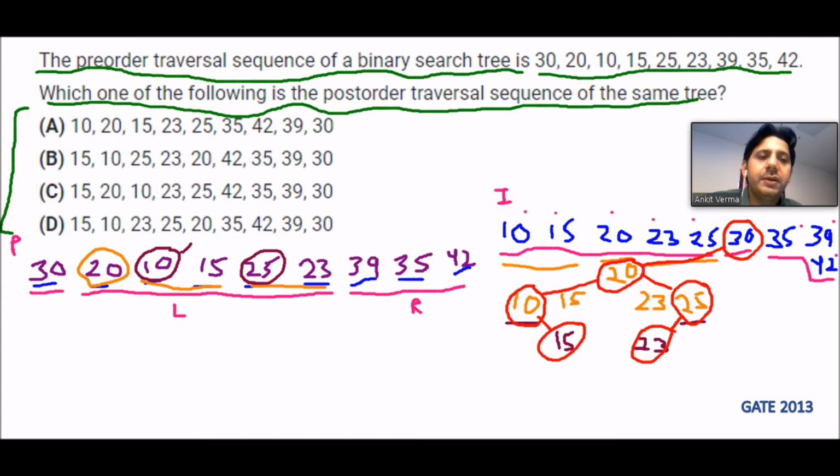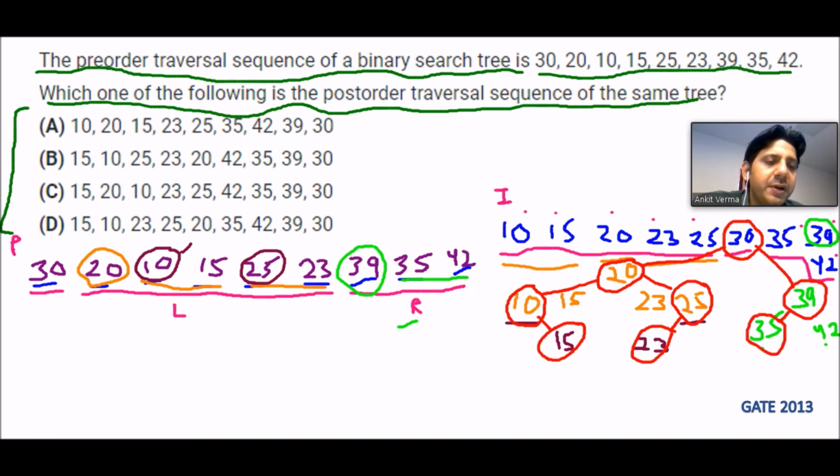Now we have to create the right subtree. If we go to the right subtree, 39 is the first, that means 39 is the parent. So I am writing the parent 39 over there, and 35 is this way and 42 is this way. Please match, 35 and 42 are coming, and there is no confusion because one is on the left and one is on the right. So the tree is ready. Below 30 it is 39, and below that we have 35 on the left of 39 and 42 on the right.